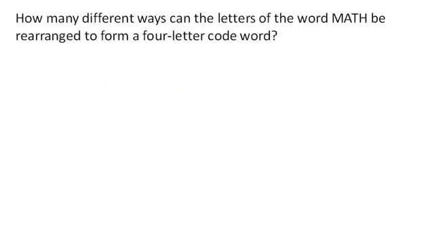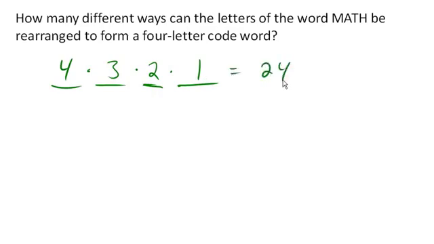So how many different ways could the letters of the word math be rearranged to form a 4-letter code word? We have 4 letters, and we can ask ourselves, how many choices do we have for the first letter? Well, we have 4 choices. How many choices do we have for the second letter? Now, we're rearranging the letters, so we can't use any letters twice, and so there would only be 3 choices for the second letter. How about for the third letter? 2 choices, and then there's only 1 choice for the last letter because there's only 1 letter left. And so we'd end up with 24 different code words that we could create out of the letters of math.